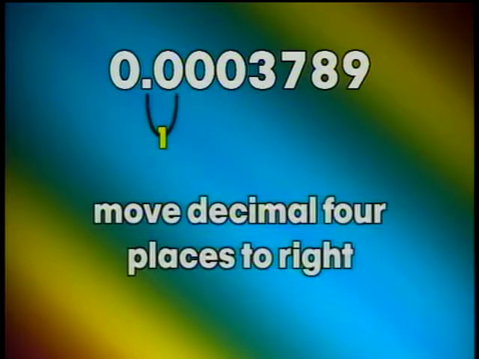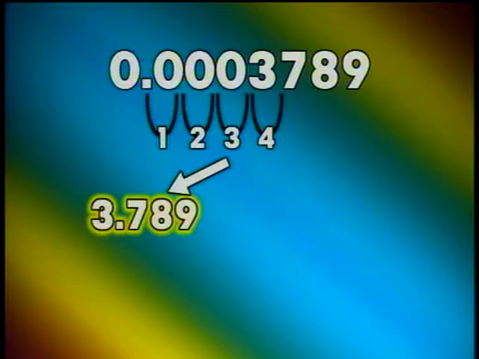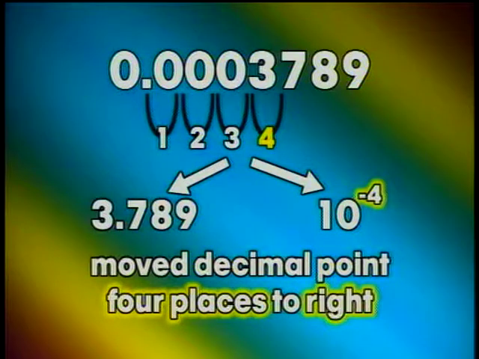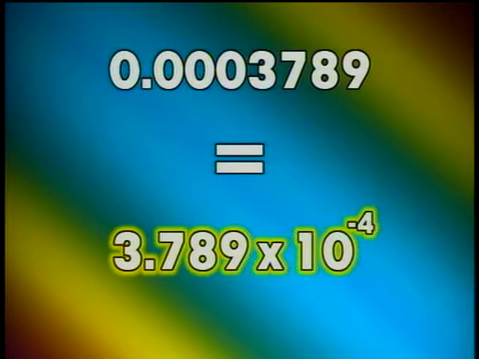0.0003789 into scientific notation. We must move the decimal 4 places to the right to make the number in the units place between 1 and 10. After moving the decimal point, our number is 3.789. Our power of 10 is negative 4, since we moved the decimal to the right 4 places. The answer is 3.789, or 3 789,000ths, times 10 to the negative 4 power.